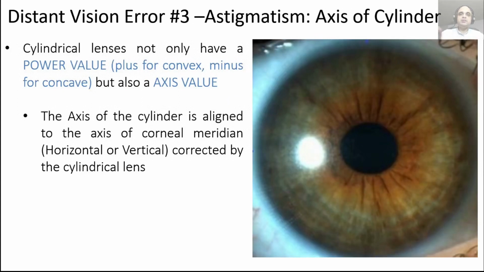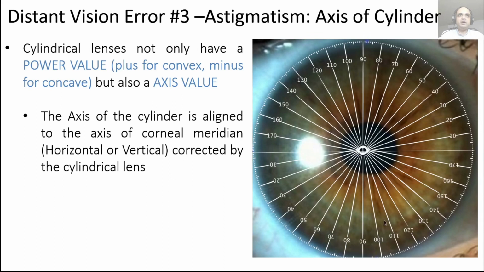Cylindrical lenses that are used to correct astigmatic errors not only have a power value, but they also have an axis value, i.e. you should know where this cylinder has to be placed on the cornea. Remember, you have a vertical meridian and a horizontal meridian, and you can place the cylinder along the horizontal or vertical meridian depending upon which of the two meridians is corrected by the cylinder. So that is what the axis of the cylinder specifies.